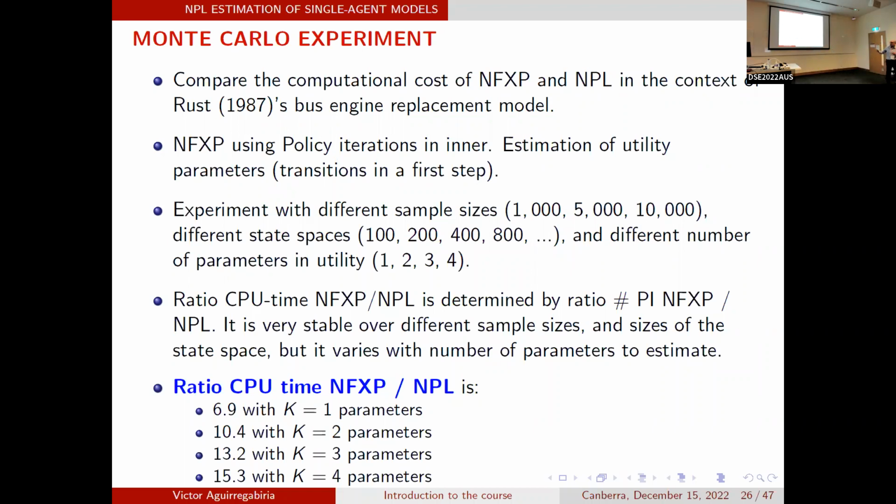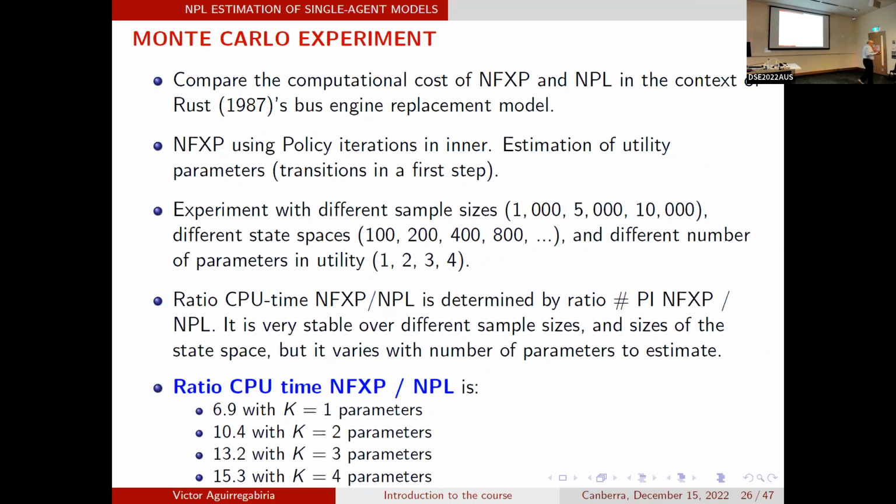And in this context, for this particular DGP, the computational cost of the NPL is around 10 times faster than the nested fixed point, okay? In the context of these single agent models, okay? And the larger the parameter space, according to our estimate, the larger this ratio is going to be.